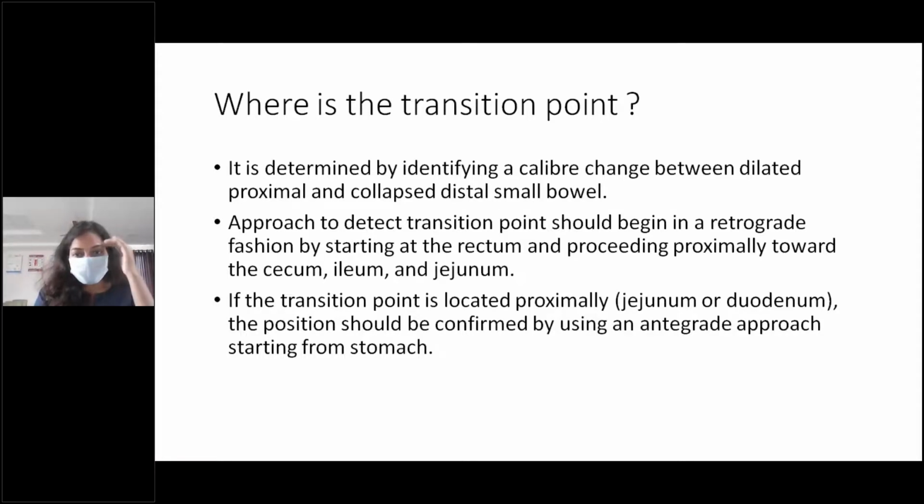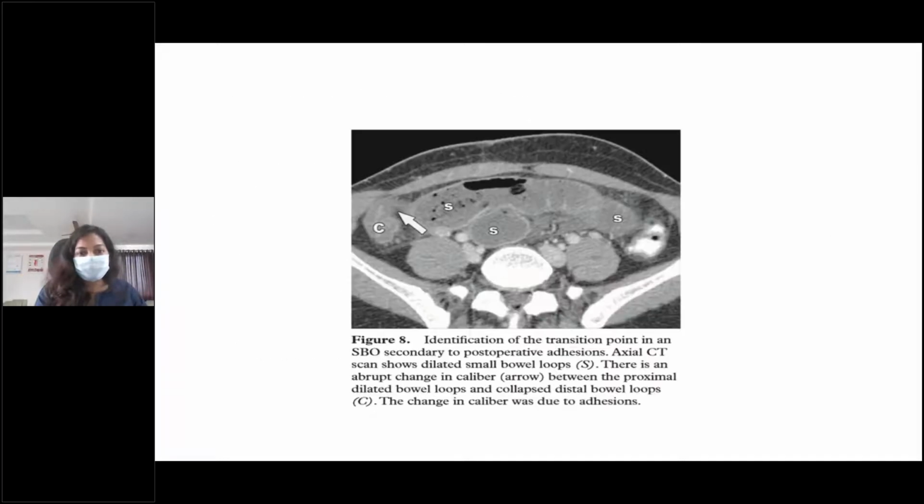The approach to detect the transition point should begin in a retrograde fashion, starting at the rectum and proceeding proximally towards the cecum, ileum, jejunum, like that. If the transition point is located proximally, that is the jejunum or duodenum, the position should be confirmed by using an anterograde approach starting from the stomach. Actually, if you want to detect a transition point, we start from the rectum, look at the caliber of the bowel from the rectum, and then move proximally. You can see this here.